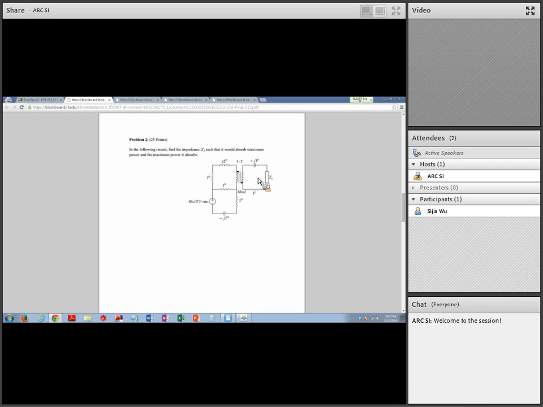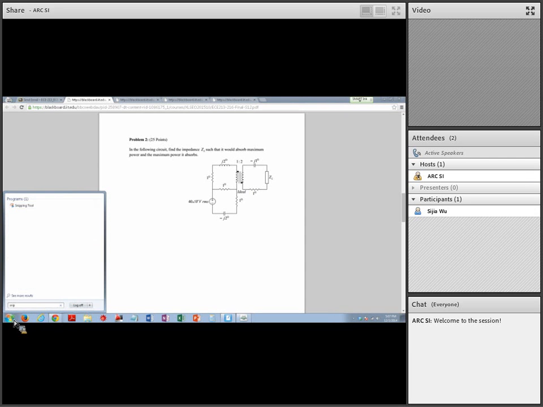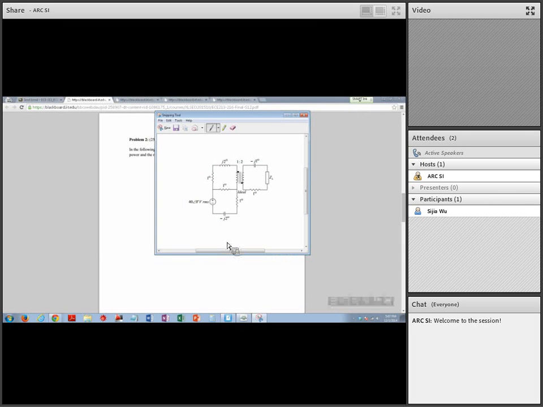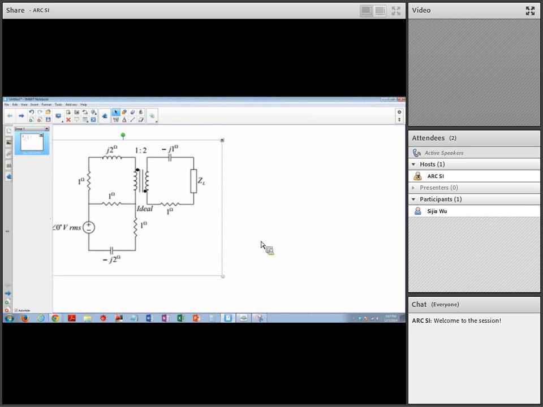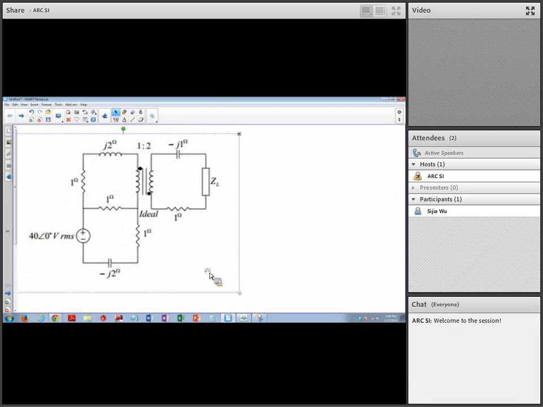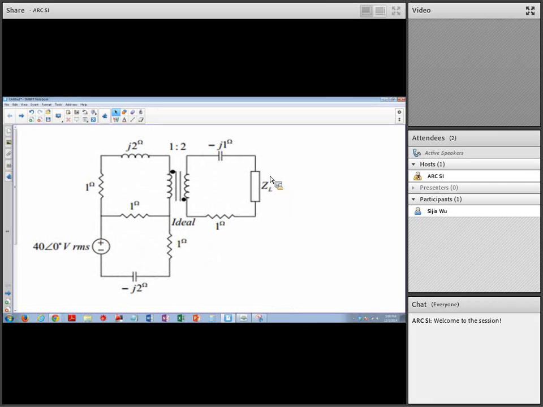Is that what he did? Yeah, that's what he did. Okay. If you want to do mesh analysis, we can try mesh analysis. Let's try it. Okay. So we have three meshes here. Let's assign voltages.